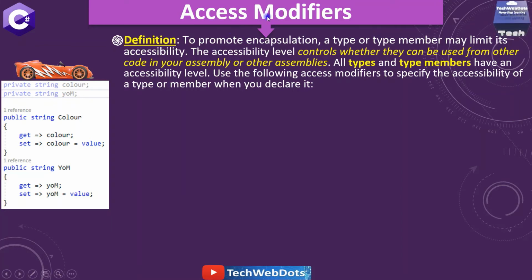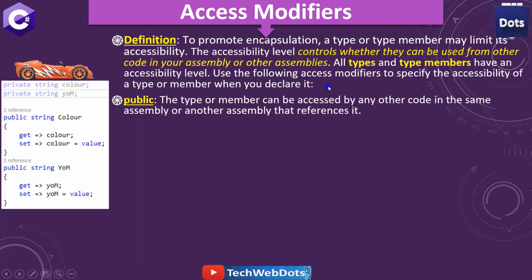So what is an access modifier? A type or type member may limit its accessibility. Accessibility means whether it is available or not when we are creating objects or when we are using it inside our classes. The accessibility level controls whether they can be used from other code in your assembly or other assemblies. All types and type members have accessibility levels. So what do we mean by these statements? You can see on the left-hand side, these two are private variables. Why are they private? Because we applied an access modifier.